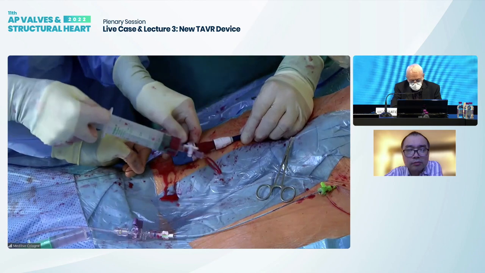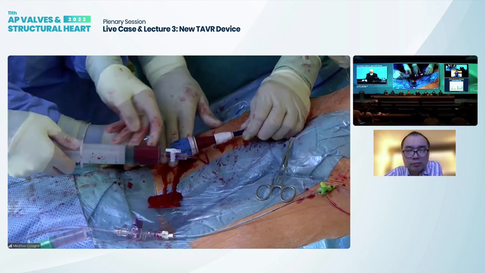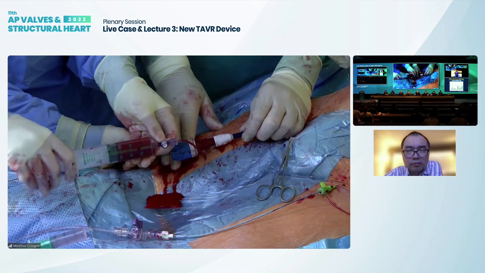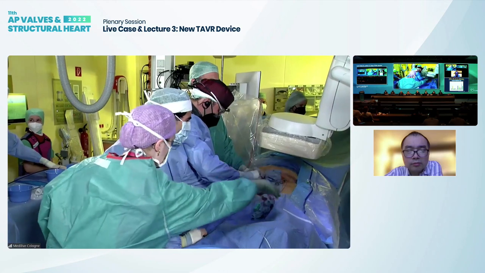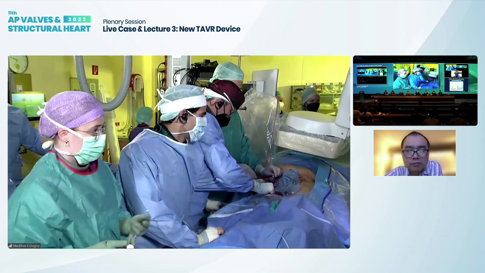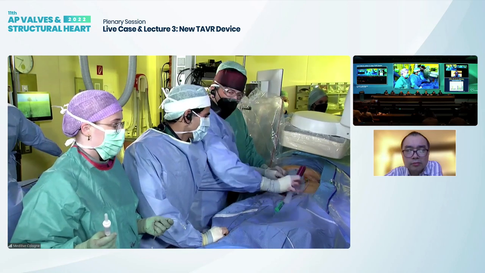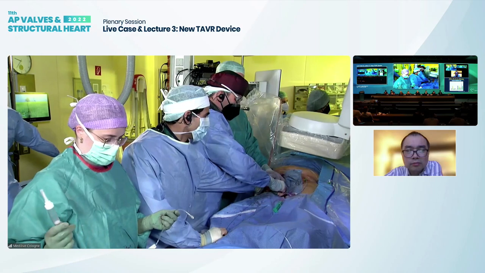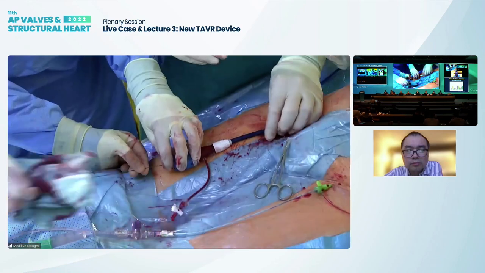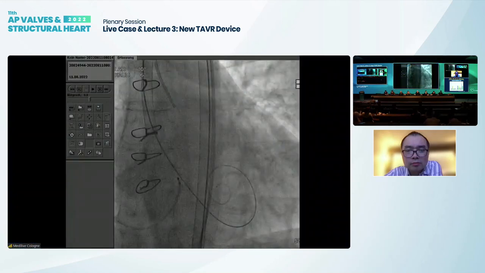Since the sheath is so long, you have to be very careful with respect to ACT. This is something the company makes us aware of. So we have an ACT currently of 300. We would need a documented ACT of above 250 once we've inserted the system. There you go. Thank you. Okay, so sheath is in place. ACT is fine. I got the wire. Yes. And then we can have the system over.